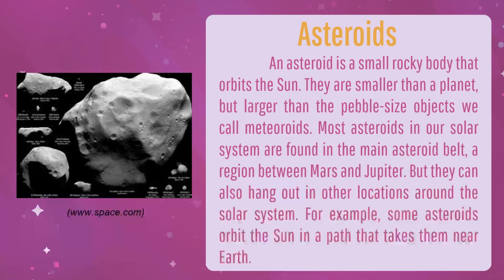Asteroids. An asteroid is a small rocky body that orbits the Sun. They are smaller than a planet, but larger than the pebble-sized objects we call meteoroids. Most asteroids in our solar system are found in the main asteroid belt, a region between Mars and Jupiter, but they can also hang out in other locations around the solar system. For example, some asteroids orbit the Sun in a path that takes them near the Earth.